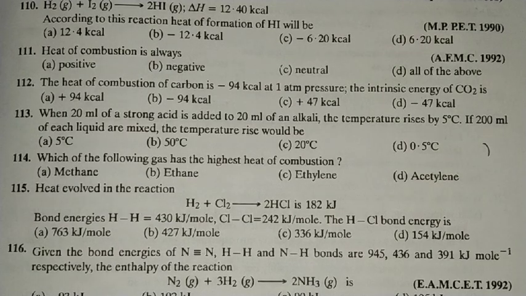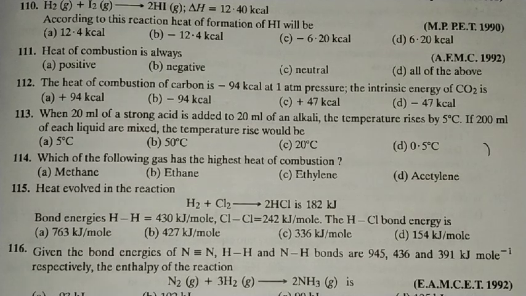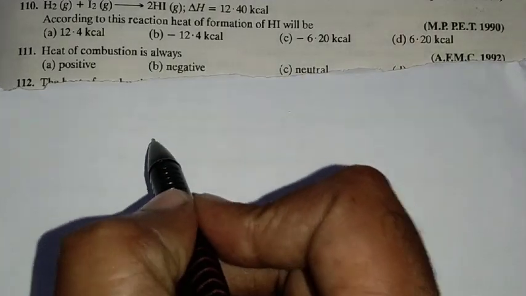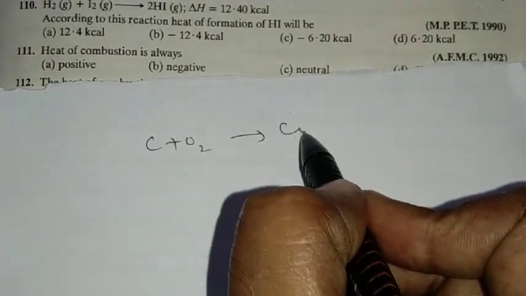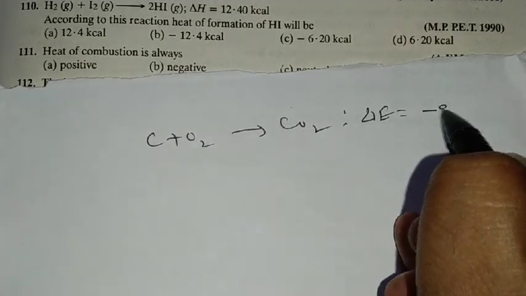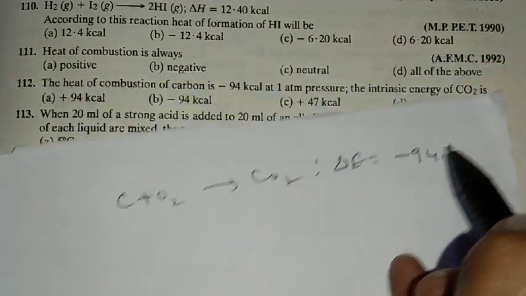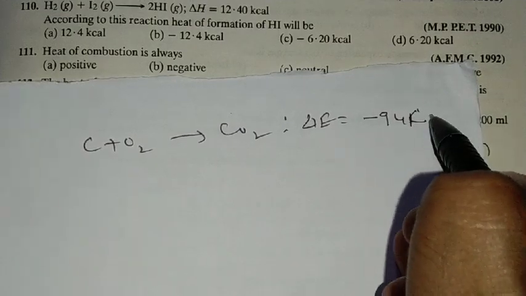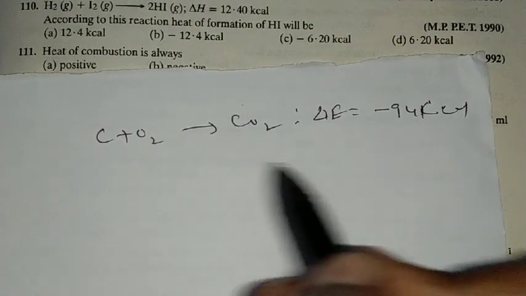The heat of combustion of carbon is minus 94 kilocalorie at 1 atmosphere pressure. The intrinsic energy of CO2 is? Intrinsic energy of CO2 is nothing but the CO2 energy they asked. So here what is the equation given? C plus O2 gives CO2. Here delta E equal to minus 94 kilocalorie given. Is it okay?